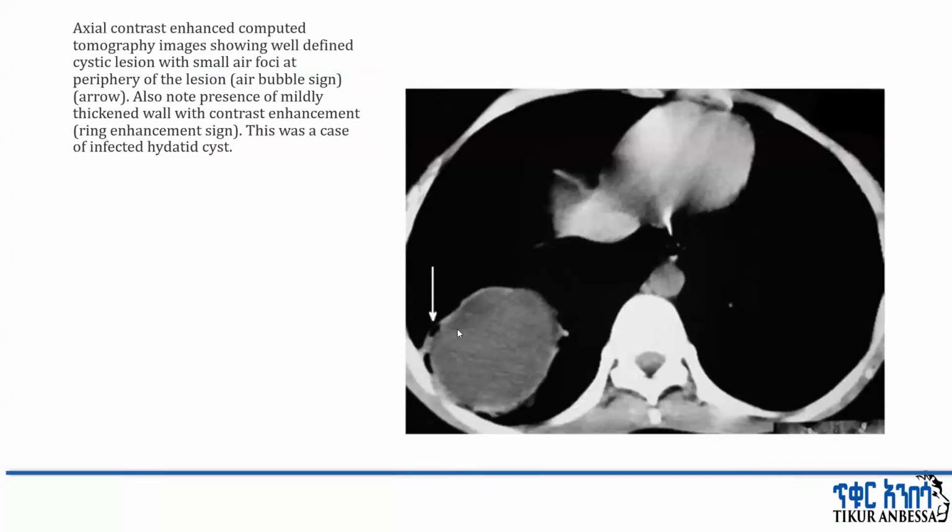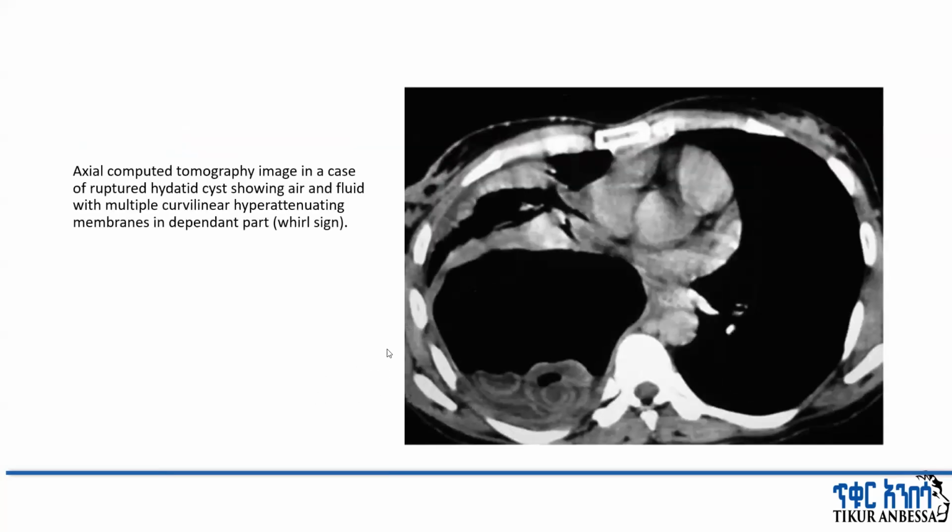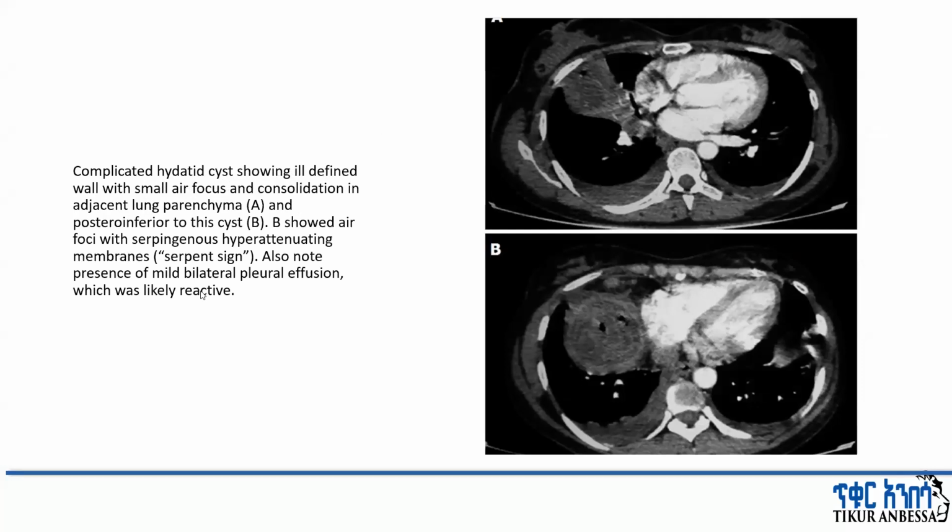This is another complicated cyst with a bubble sign. Whenever we see this one, this is imminent rupture. The other one is from the literature. You can see the rolled membranes, the so-called serpent sign, in which the fluid content has been expelled, but the membranes at the bottom of the cyst are associated with consolidations and probably pneumothorax. Here is another patient showing an ill-defined wall with a small air focus and consolidation in the adjacent lung parenchyma.